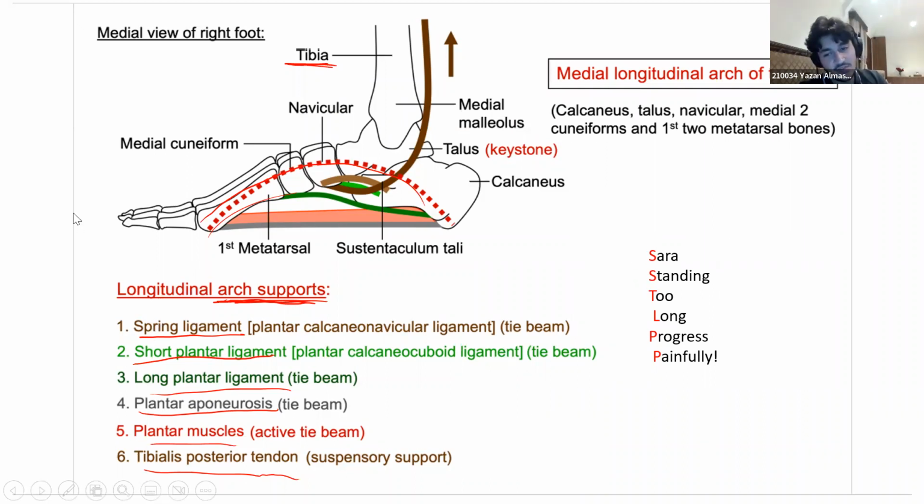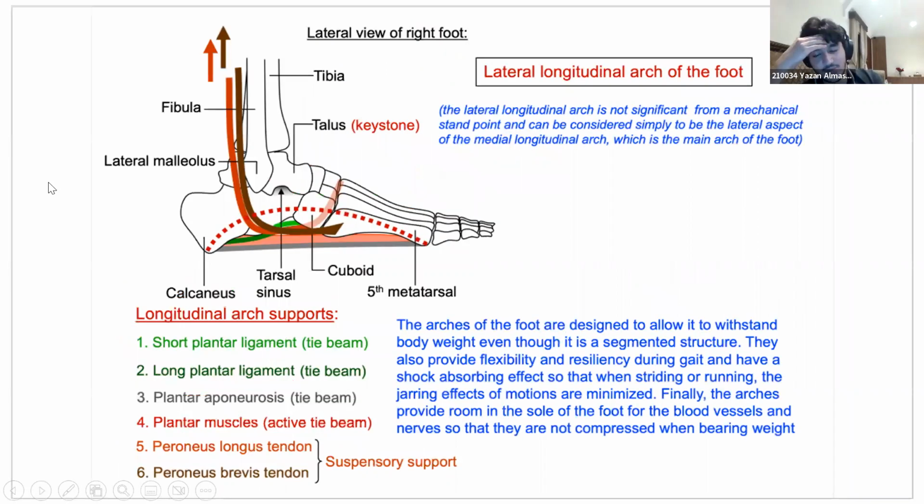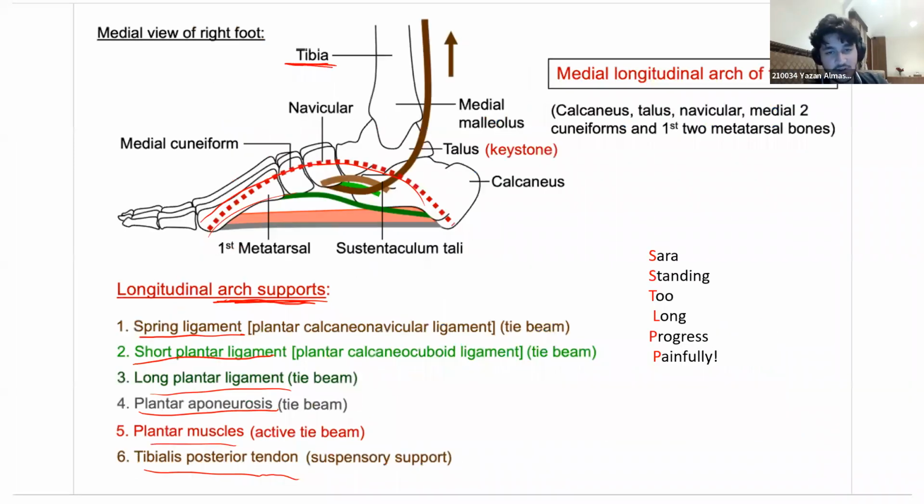This is a simple mnemonic. I don't know if it's going to make sense or not. It's just my way of memorizing things. I like to make mnemonics. If it helps, it helps. If it doesn't help, it's completely fine. Anyways, so this is the medial side. You have to remember them.